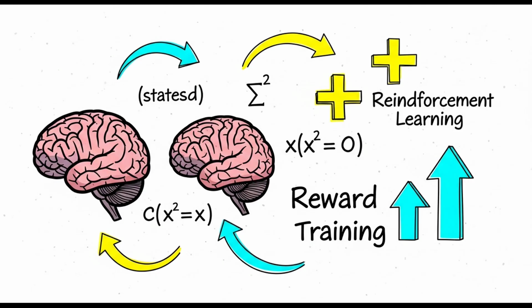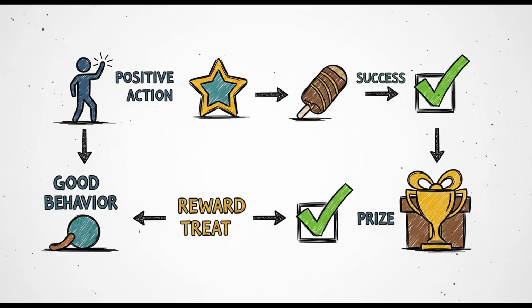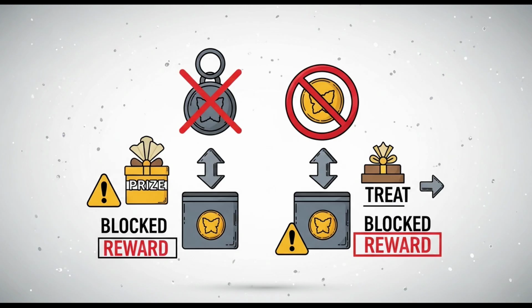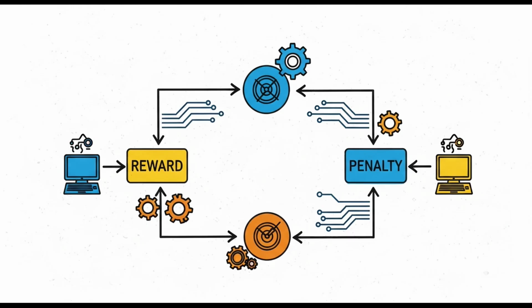The third type is called reinforcement learning, and this one is probably the most fascinating. Imagine training a dog. The dog does something good, you give it a treat. The dog does something bad, no treat. Over time, the dog learns which actions lead to rewards and which don't. Reinforcement learning works exactly the same way.